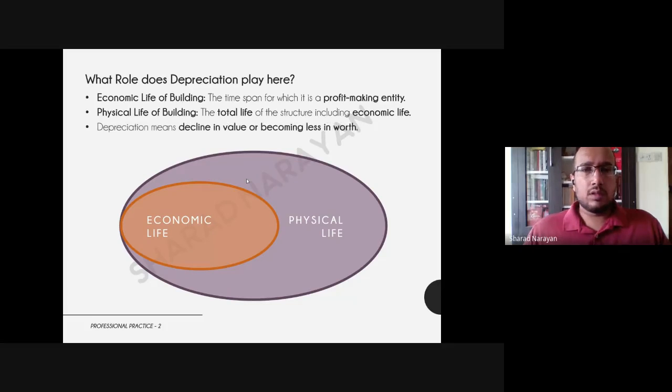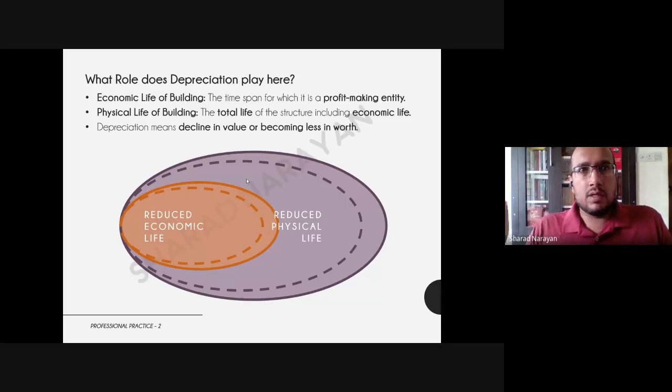So depreciation basically means a decline in value or becoming less worth. Over a period of time, there is natural wear and tear, there are problems which a building faces. The economic life and the physical life of the building reduce in this manner. So what we see as the dotted lines can be considered as the reduced economic and the reduced physical life of the building.